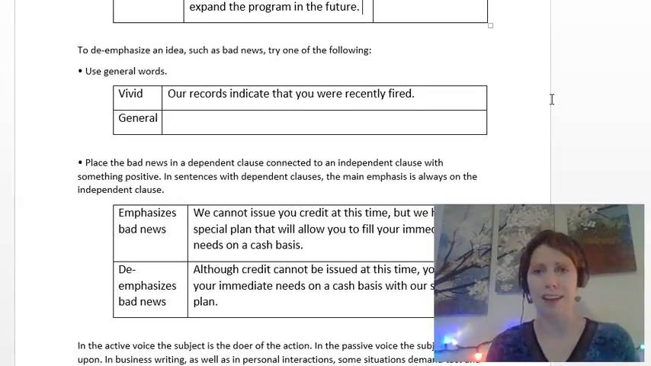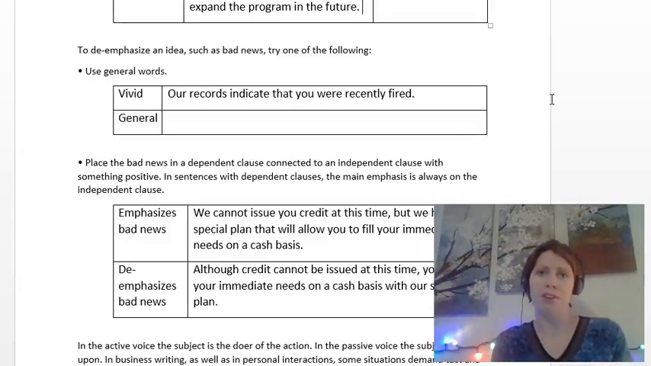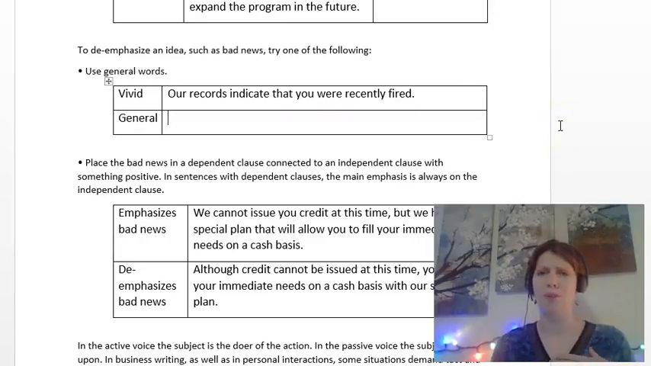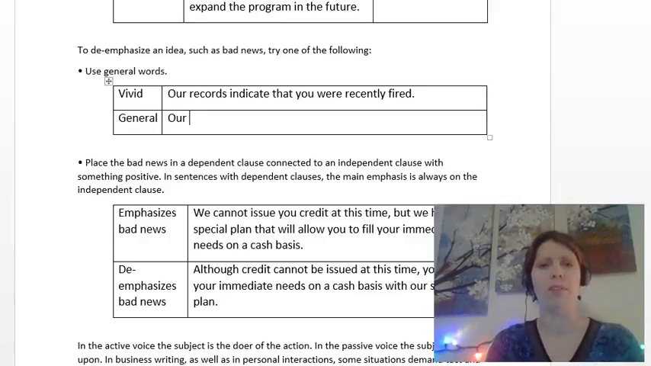What about de-emphasizing things? Okay, so we've seen how to bring a reader's attention, how to emphasize. Let's look at de-emphasizing. So try some of the following using general words. So here's a vivid. Our records indicate that you were recently fired. Ooh, ow. That's vivid. That's kind of painful. Yeah, I was recently fired. Thanks for rubbing it in. But let's soften the blow here.